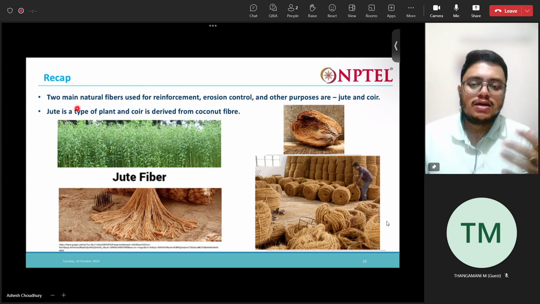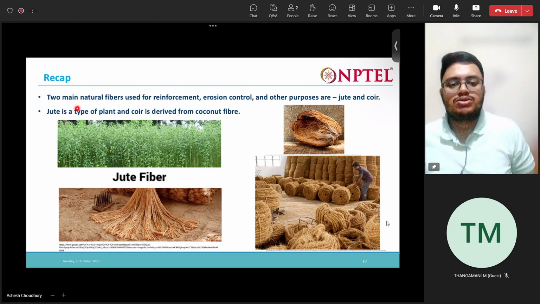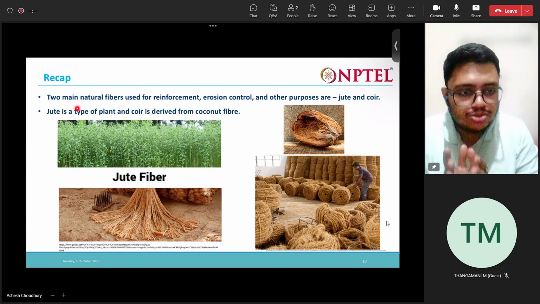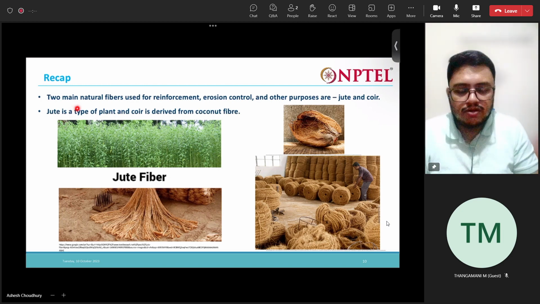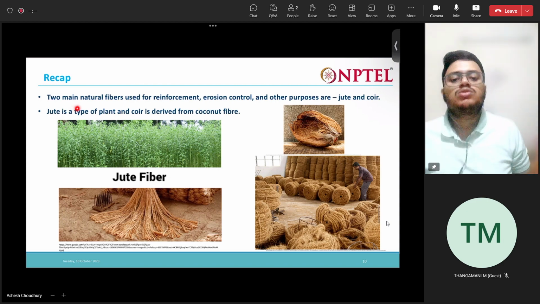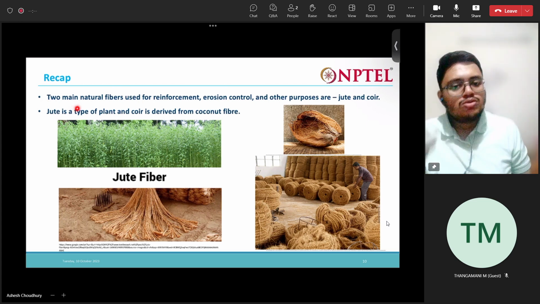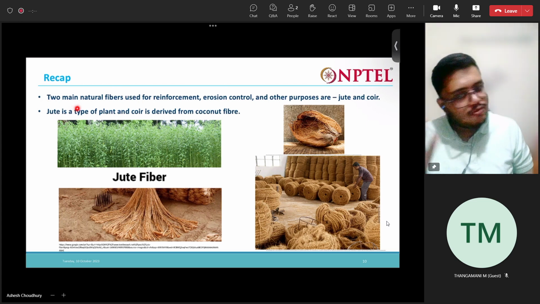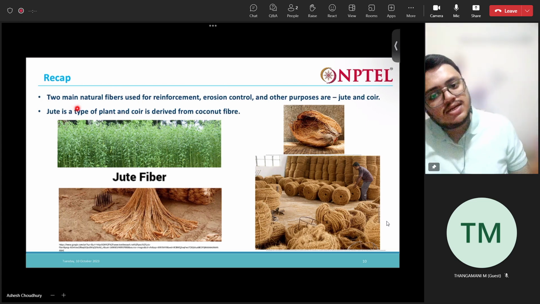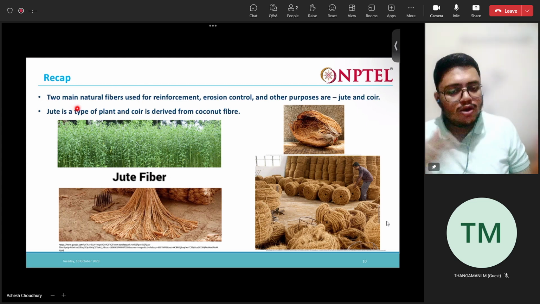Geotextiles, geocells, all these kinds of things are getting developed nowadays. So more usage of jute is very beneficial, both to nature and sustainability, and also to us, because it will provide local employment to villages.